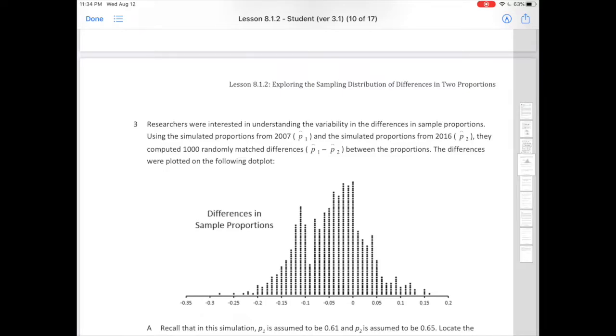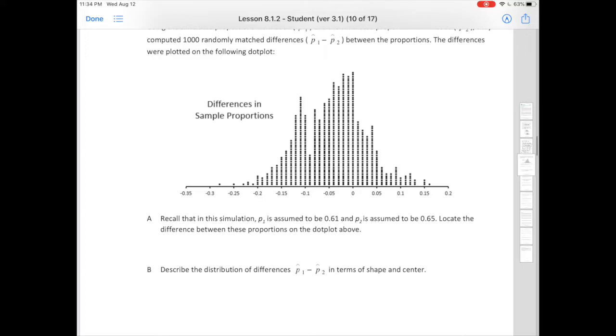Researchers were interested in understanding the variability in the differences in sample proportions. Using the simulated proportions from 2007, that's p1 hat, and the simulated proportions for 2016, p2 hat, they computed 1,000 randomly matched differences, p1 hat minus p2 hat, between the proportions. The differences were plotted on the following dot plot. Okay, so this is a new thing that we can get by taking essentially dots on the top picture and subtracting dots on the bottom picture.